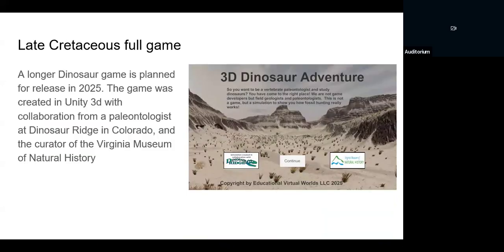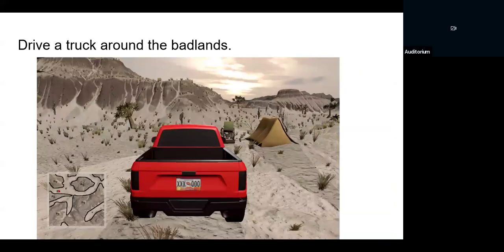And here's the freebie. I threw this out during Aaron's talk. Dinosaur Ridge and I decided we wanted to have a longer version of the dinosaur simulation. So we came up with this late Cretaceous game that looks like this. And you go in and you get to drive around a truck and walk around and find dinosaur bones. And to pay homage to the USGS, there's even a mini map here.